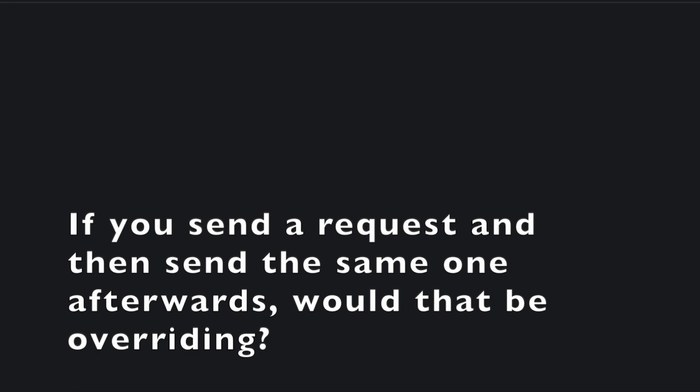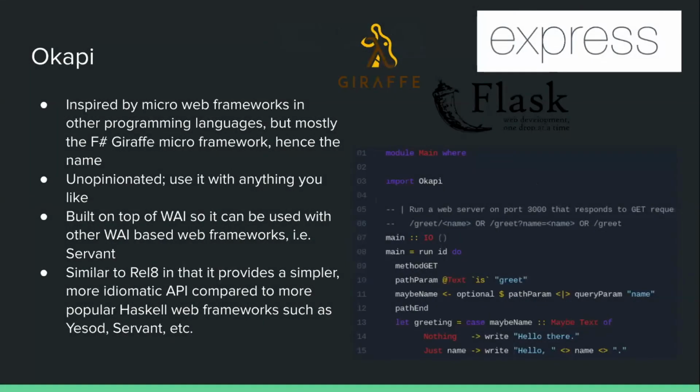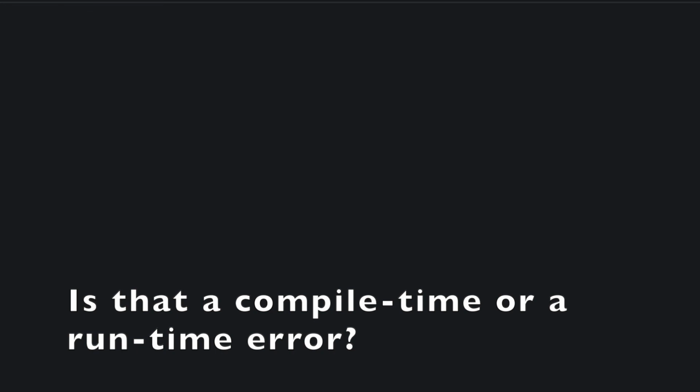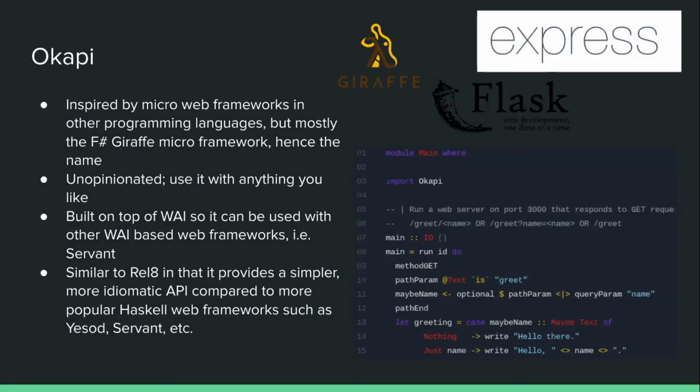That'll fail actually. So if we try and parse the same part of the request twice, similar to an actual textual parser, like if we had AA, and I try to parse A three times, it would fail. Great question. Is that a compile time or a runtime error? This is runtime. Yeah. So Okapi isn't as type safe as, you know, Servant or Yesod.